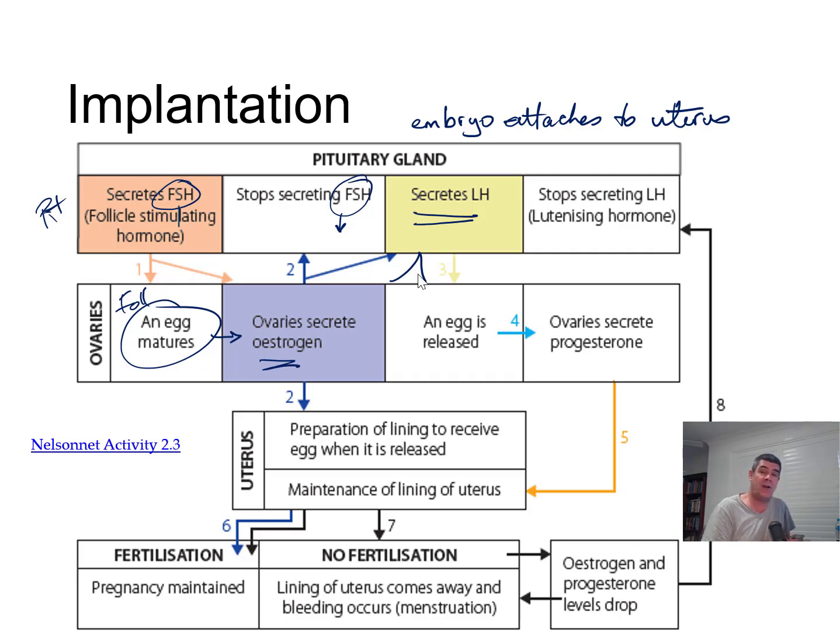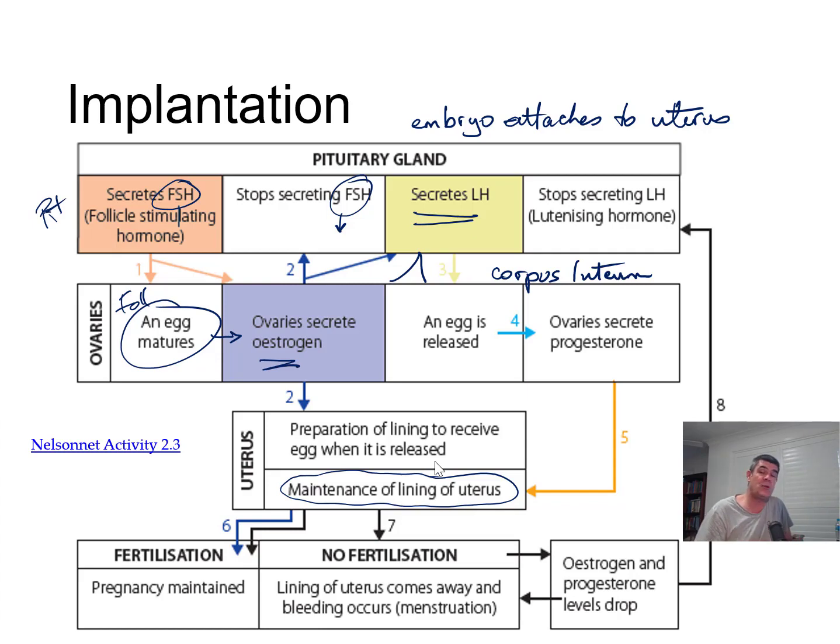And that means that the follicle now is going to turn into a corpus luteum. And from there, it's going to start secreting progesterone. And that progesterone is going to maintain the lining of the uterus. So having had estrogens rising to prepare the lining, now the progesterone that's coming through from the corpus luteum is going to maintain that.